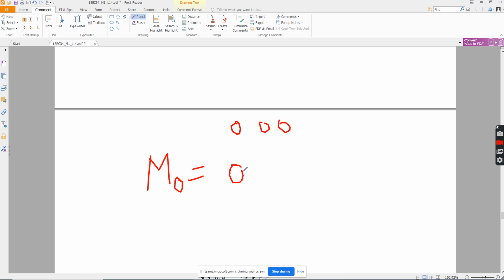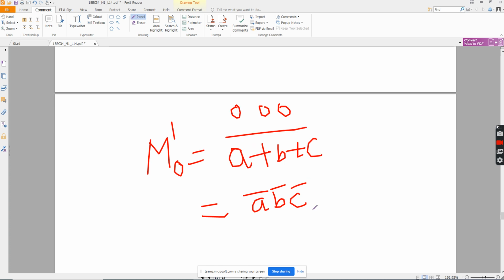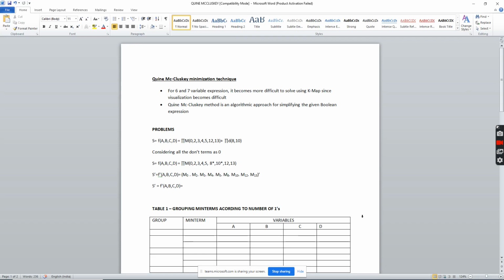How will I write the equation here? It will be written as A plus B plus C. Hopefully I am correct. So I am writing M naught bar, so I will put a bar here. What will be M naught bar? A plus B plus C whole bar. What will I get? It will be A bar, B bar, C bar. This is equivalent to small m naught, which is nothing but a min term. This is the max term. If I put a complement on this equation, I'll be getting a min term. Fine, understanding?